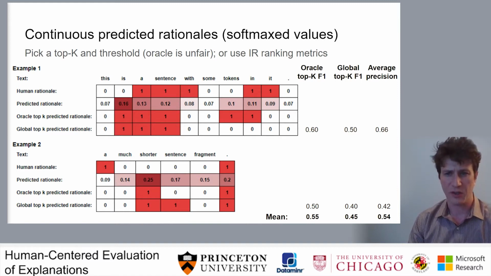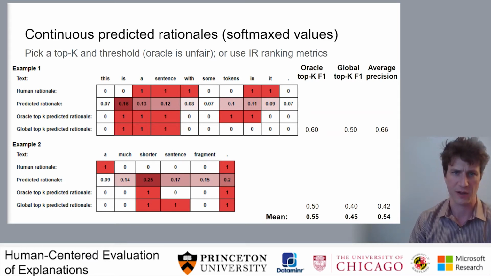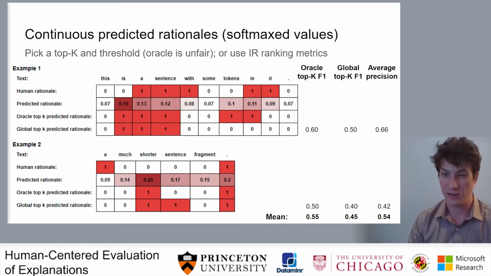A common approach here is to choose the top k tokens from each model rationale and then compare them to the top k tokens from each human rationale. But there isn't really a good way to choose this k. Setting it to the length of each individual human rationale requires too much information, and setting it to some global value discounts the fact that different rationales have different numbers of causal tokens. A better approach, although not one that I've actually seen in the literature, is to treat the softmax values as a ranking over the tokens and then apply measures of rank agreement such as average precision.